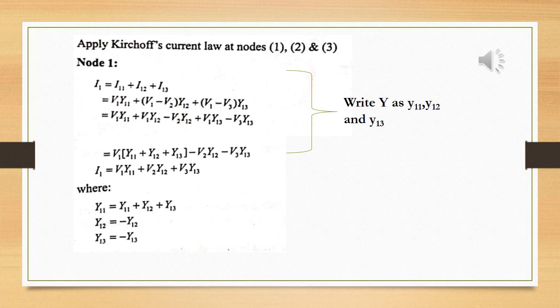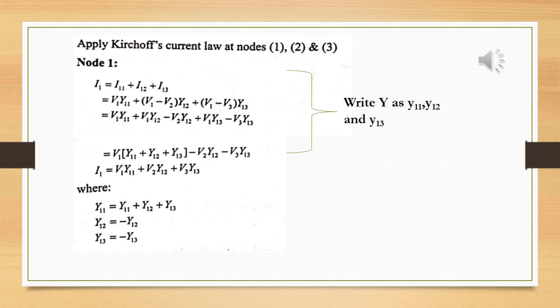I11 is the current through the shunt admittance or shunt capacitance, which is connected in between bus 1 and the ground. That's why I am calling it I11. I12 is the current flowing from bus 1 to 2, and I13 is the current flowing from bus 1 to 3. So the I11 equation is V1 into Y11. And for I12, the current is flowing from 1 to 2, which means the potential of bus 1 is higher. So V1 minus V2 into Y12, plus V1 minus V3 into Y13.